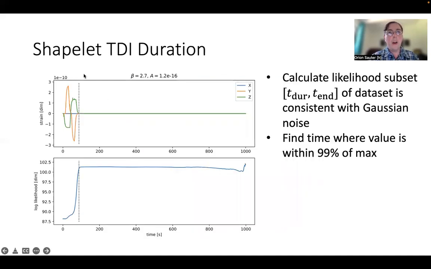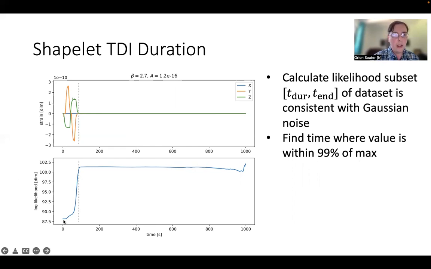All right. So then also of interest is measuring how long the disturbance in TDI lasts. So for that, what we did is we calculate the likelihood for a subset of the data that is consistent with Gaussian noise. So we take a point in the data, and then for that point to the end, we check the likelihood of a Gaussian distribution. And so then we can find the time where the value is within 99% of the maximum.